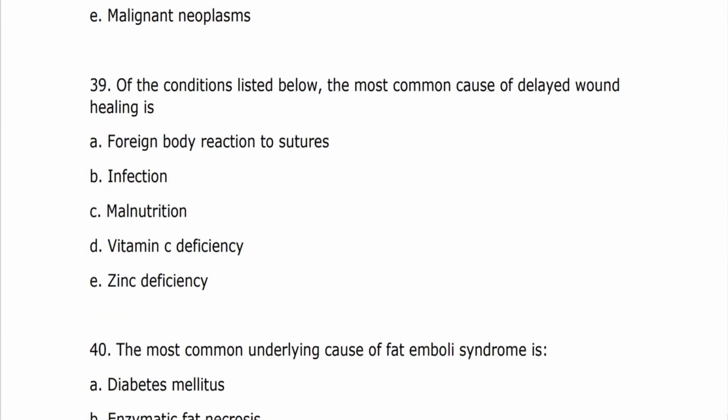Of the following listed below, the most common cause of delayed wound healing is? The most common cause of delayed wound healing is infection. Everything here probably can cause delayed wound healing, but infection is the commoner one.